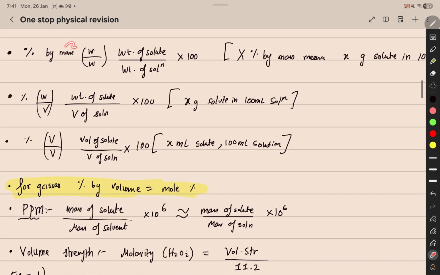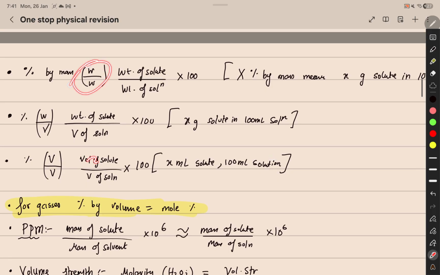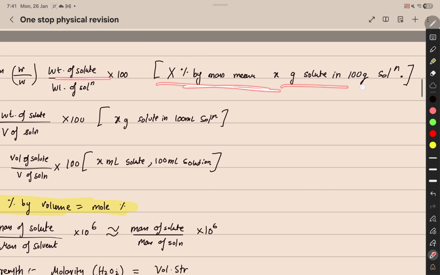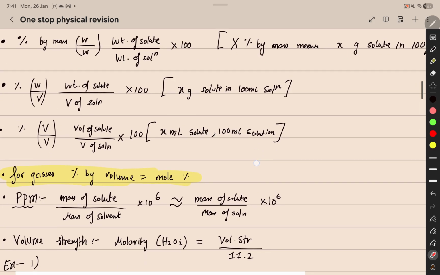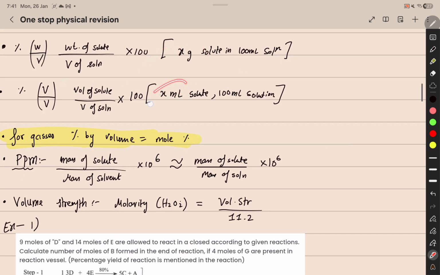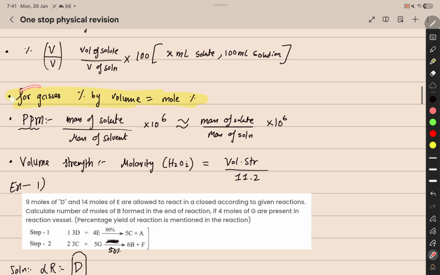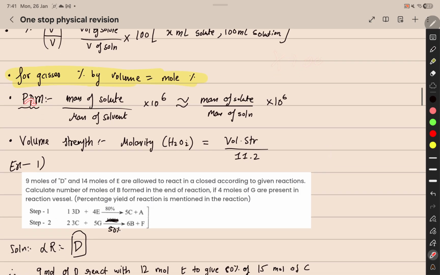Okay, so now we have concentration terms for homogeneous solutions or mixtures. We have percentage W by W, which is X gram of solute in 100 gram solution. And X percentage W by V is X gram of solute in 100 ml solution. For gases, percentage by volume is also equal to mole percentage, which is number of moles by total number of moles into 100. Okay, then you have parts per million.